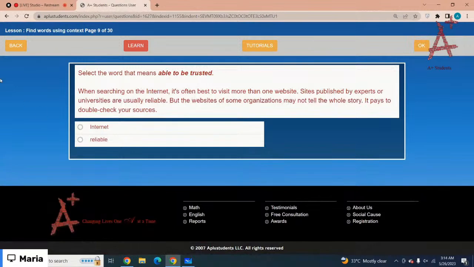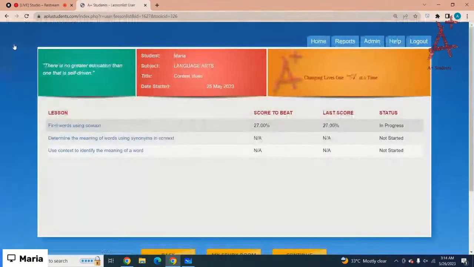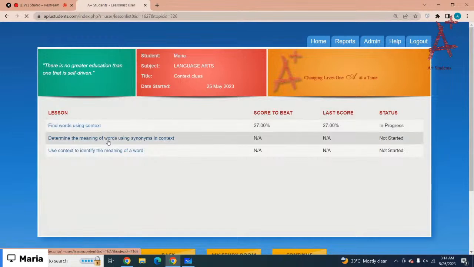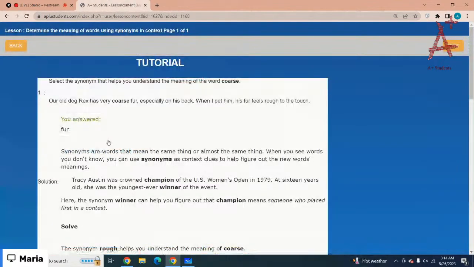Okay, you can complete the test by yourself later today. Let me just move on to the next lesson. The next lesson is determine the meaning of words using synonyms in context. Okay, you can also find synonyms in the sentences. Got it? So synonyms are words that mean the same thing or almost the same thing. So synonyms are the ones that have the same meanings.